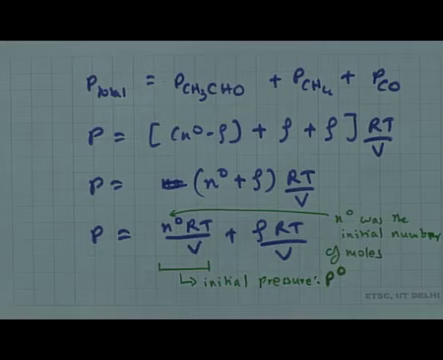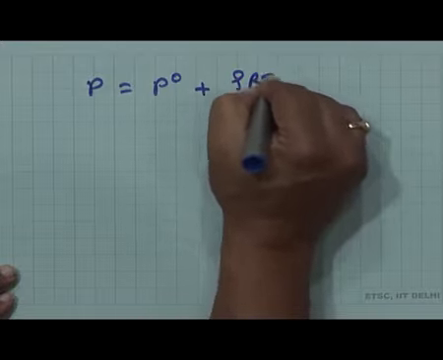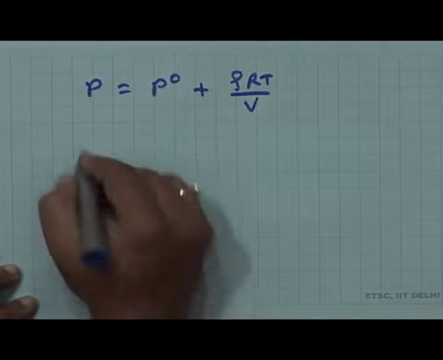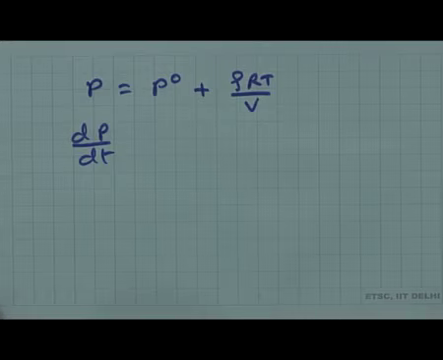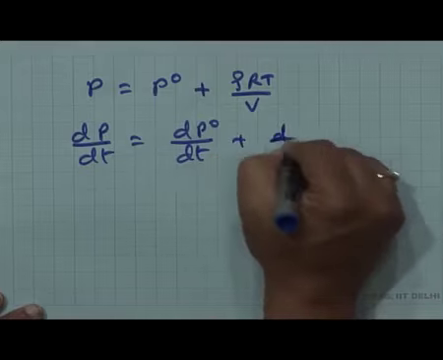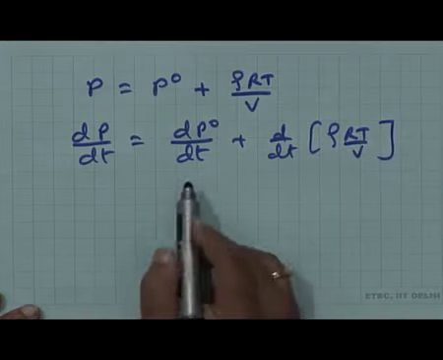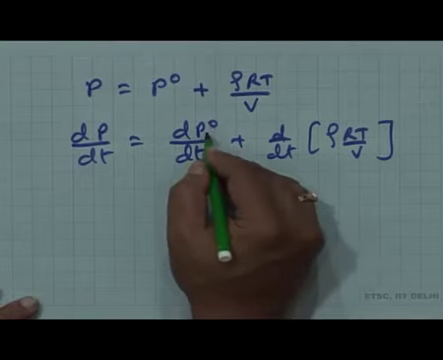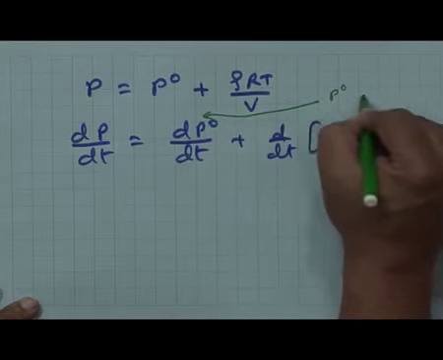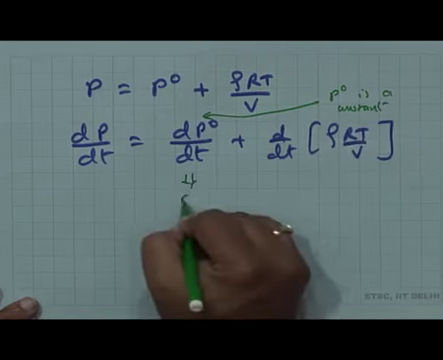So, the total pressure can be further written as P is equal to P naught, which is the initial pressure, plus xi RT over V. Now, what we do is we take the differential form of it, differentiate it with respect to T. So, dP over dT is equal to d of P naught over dT plus d of xi RT over V over dT. Now P naught is a constant, because the initial number of moles is N naught, which is a constant. Hence, this one is equal to 0.